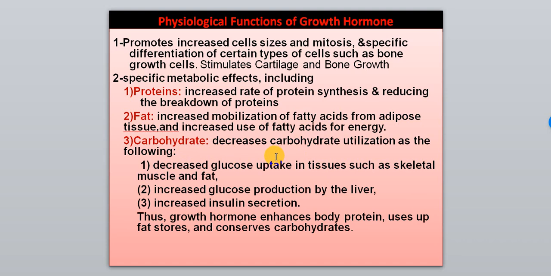Carbohydrate: decreased carbohydrate utilization by decreasing glucose uptake in tissues such as skeletal muscle and fat, increased glucose production by the liver, and increased insulin secretion. All these factors mean conserving of carbohydrate. That means growth hormone causes building of protein, utilization of fats, and conserving of carbohydrate.